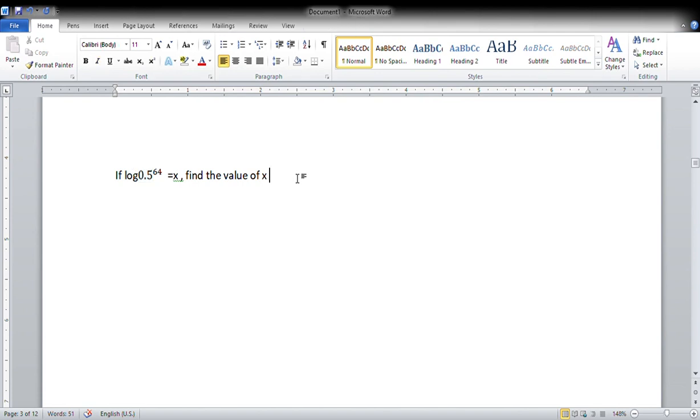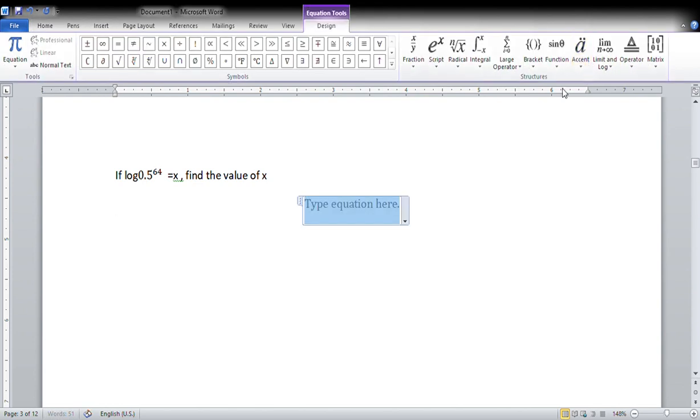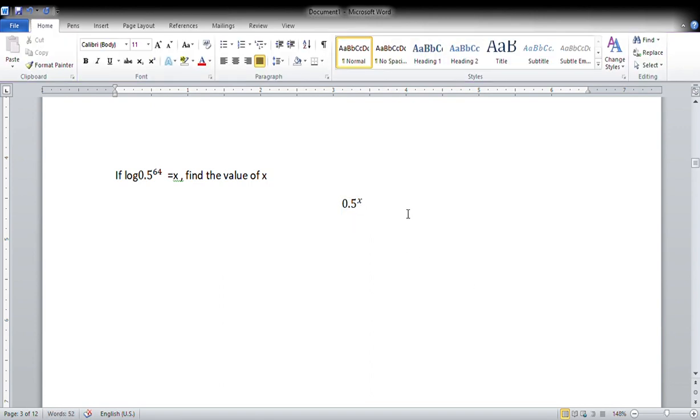Simple thing, we can write this from the logarithmic form to the exponential form. The base will be the same, that means 0.5 to the power x is equal to 64. We can write 0.5 as 1 by 2, right?